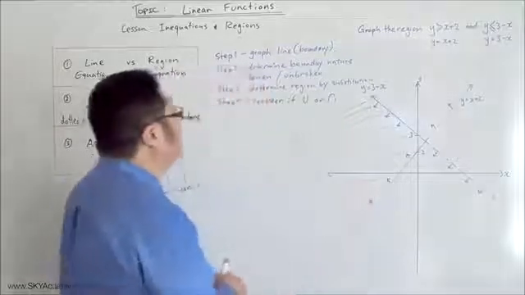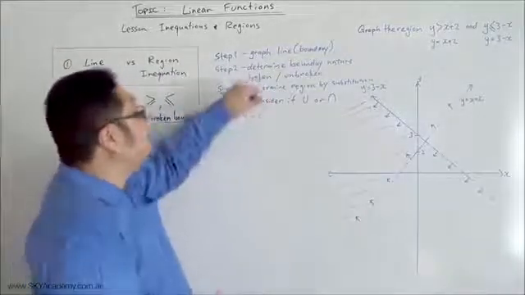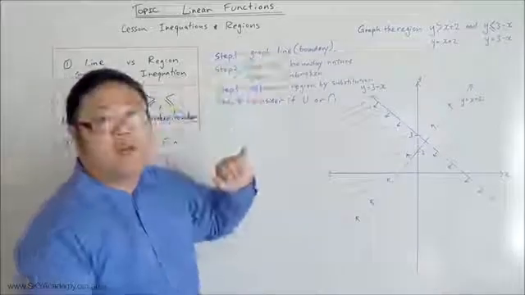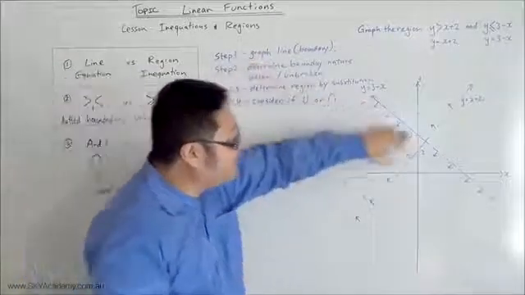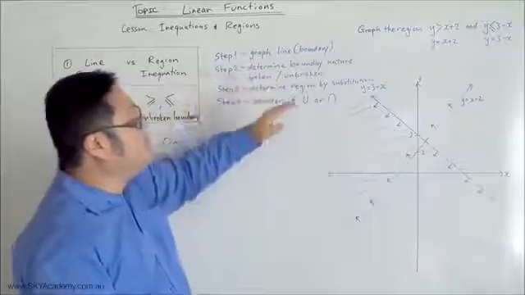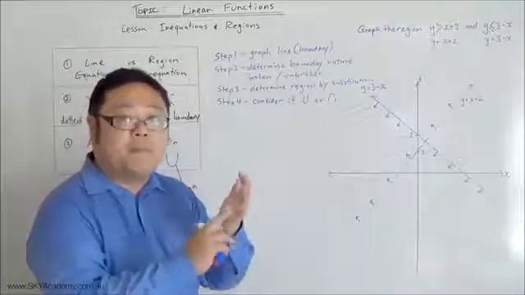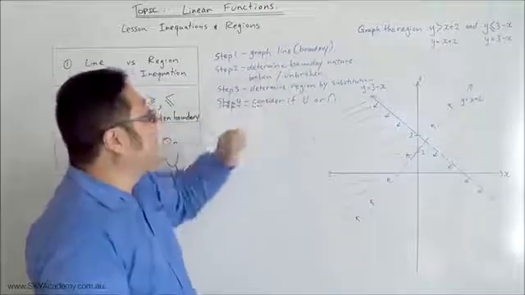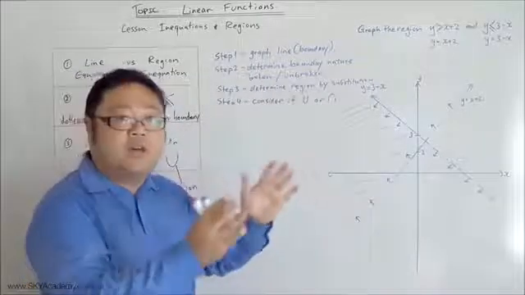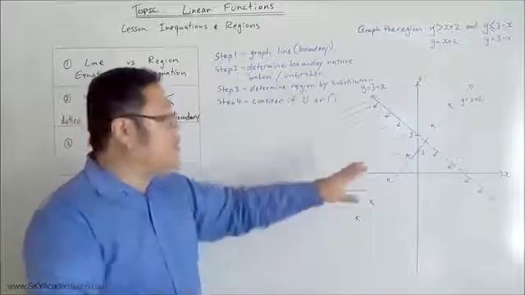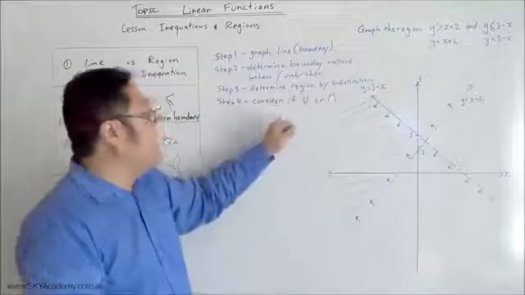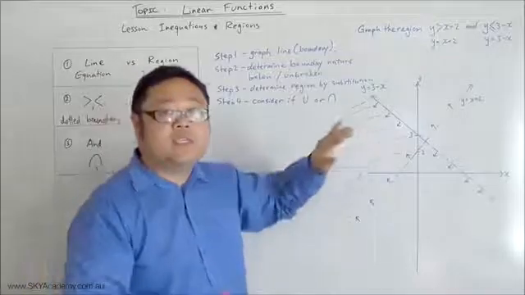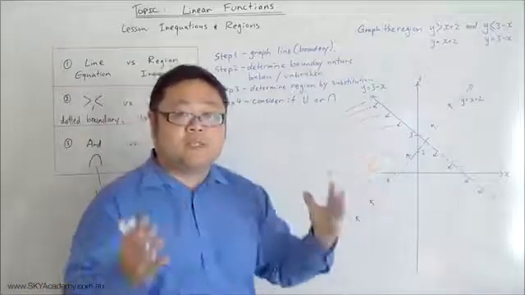Okay, so the 4 steps, let me reiterate. Step 1, graph the line or the boundary. And that'll give you the boundary. Step 2, determine whether the boundary is broken or unbroken. Alright, the third step is which side of the boundary is the region going to be on, and you determine that by substitution. And then the last part is to consider whether it's an overlap or whether it's a combined region.